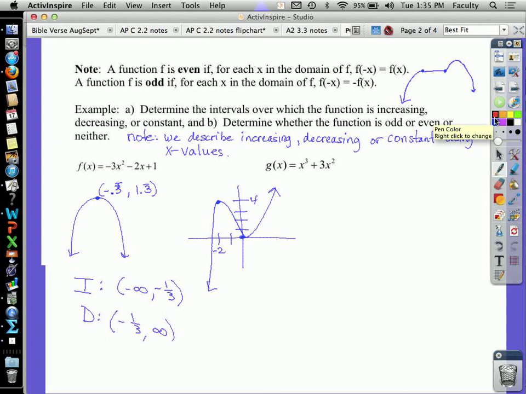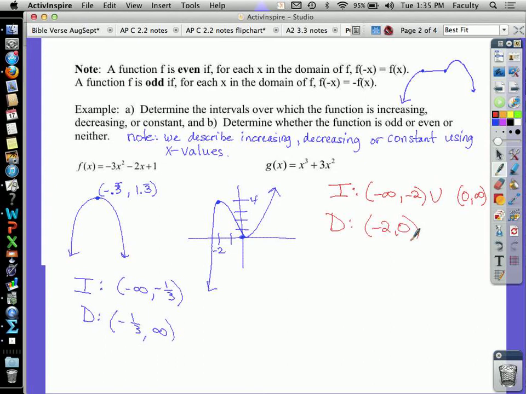We're not looking for perfection whatsoever, but just a rough idea. So what's interesting is my graph increases from negative infinity to negative 2, then it starts to decrease in between negative 2 and 0. Remember, we describe increasing, decreasing, or constant using x values, and then it starts to increase again from 0 to the right. And then we show that it's decreasing from negative 2 to 0.